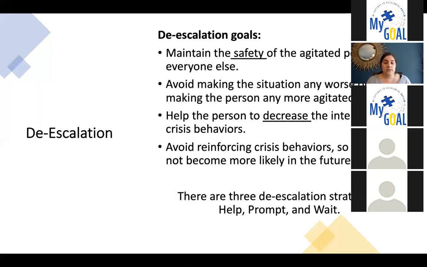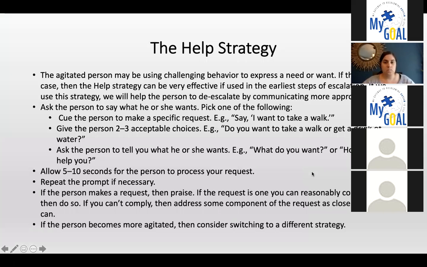And as the child starts to escalate, we want to try to avoid reinforcing any of those escalations. So now is not the time to give that candy after you have said over and over again that you're not getting the candy. That's what we had talked about earlier about that cycle that in the moment makes the behavior stop, but in the long run will continue it. So there's 3 escalation or de-escalation strategies that we're going to talk about that are very helpful to bring these situations down. The first one is called the help strategy.